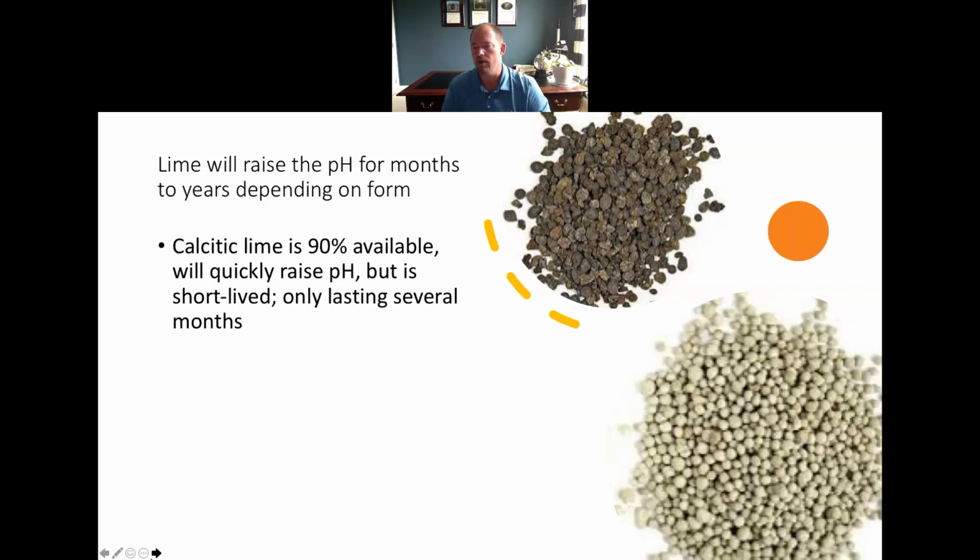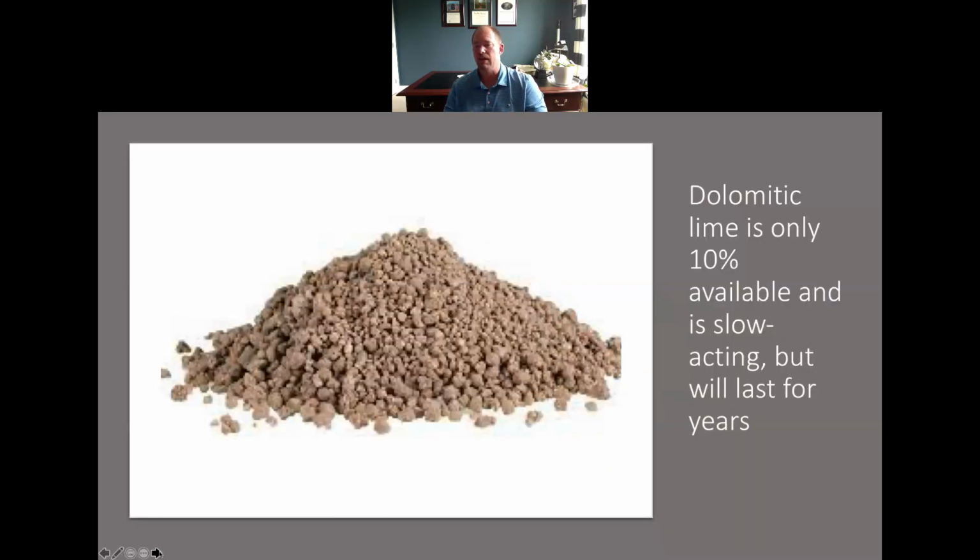So one of the ways that we will shock soil to change pH is lime. We will use lime to raise the pH, and depending on the form that we use, we can change that pH either for several months or even years. Calcitic lime is the one that I primarily recommend up here in Northeast Ohio. It's 90% available, which means it's going to get into the soil and quickly raise that pH, but it's short-lived. It's usually only going to last for about 6 to 9 months.